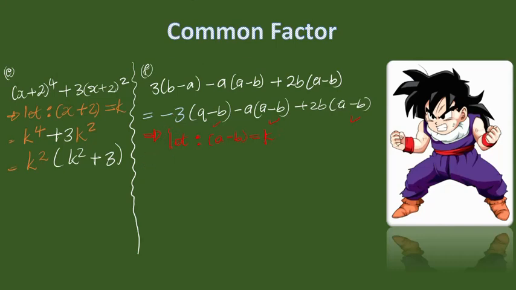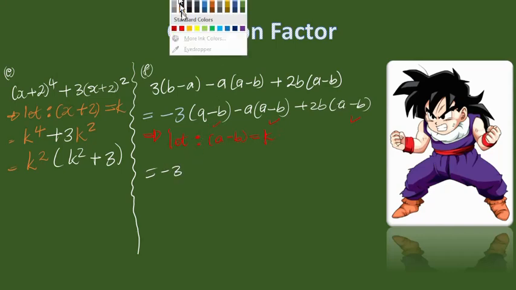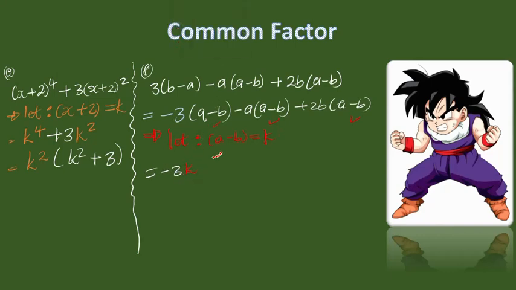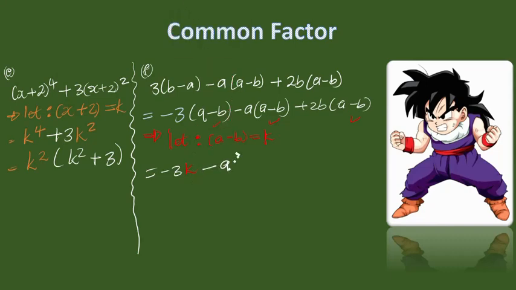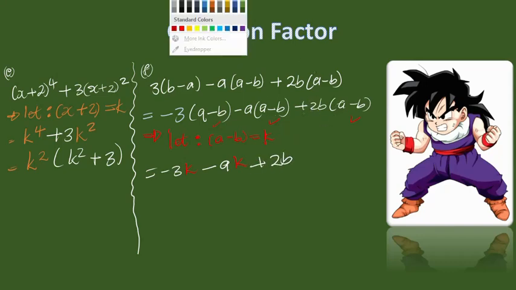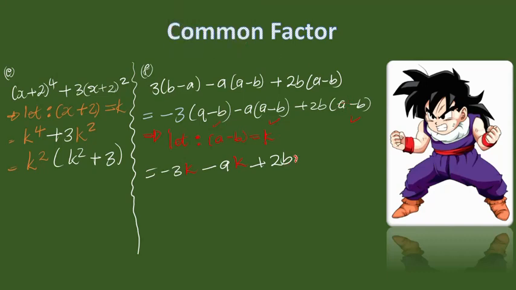So what do we have now? Here we're going to have negative 3, and then I replace the whole bracket with a k. See how easy that is? And then I have negative a. Next to a is a bracket, which I'm also going to replace with a k. Then we have positive 2b. Next to the positive 2b, I have a bracket. I'm going to replace the bracket with a k. Now, what am I seeing? I'm seeing that I have 3 terms, a trinomial. And in those 3 terms, I have a common factor of k.